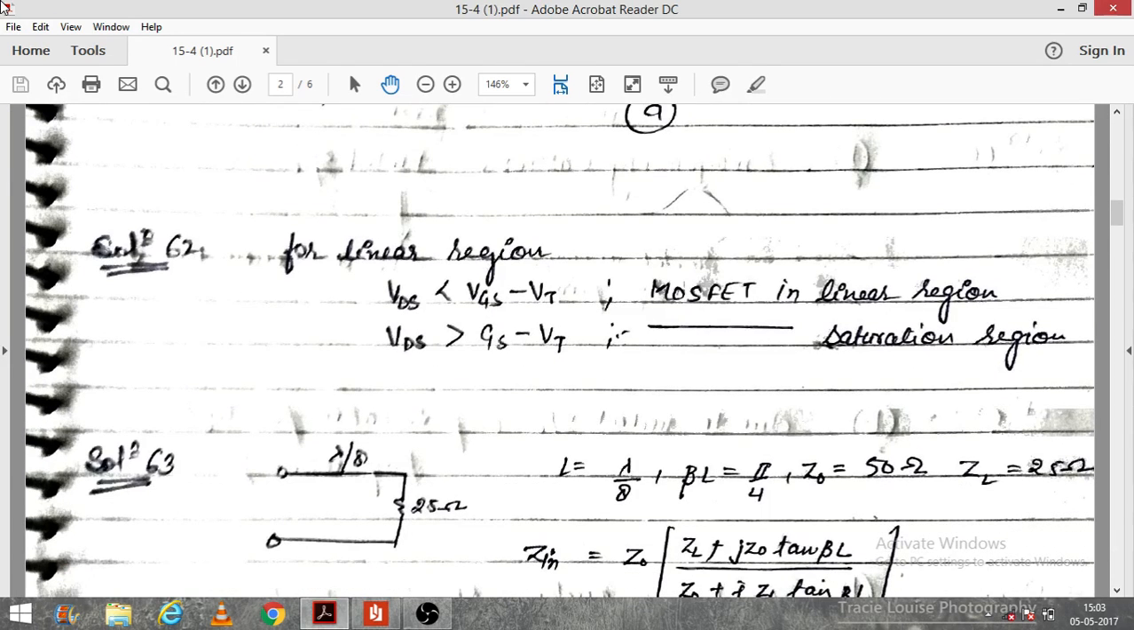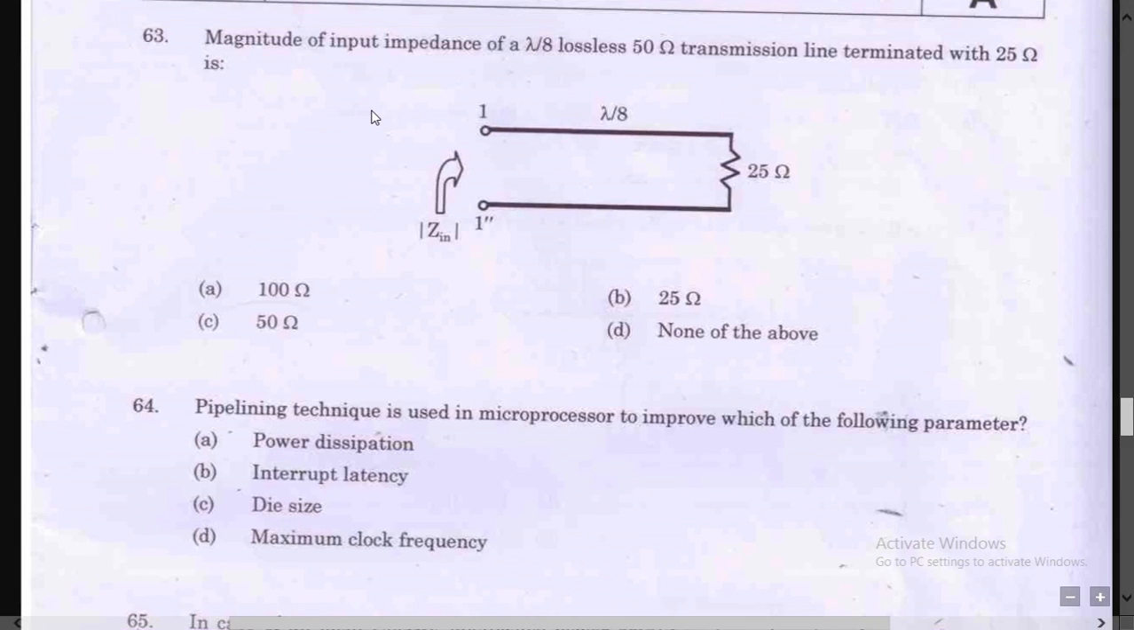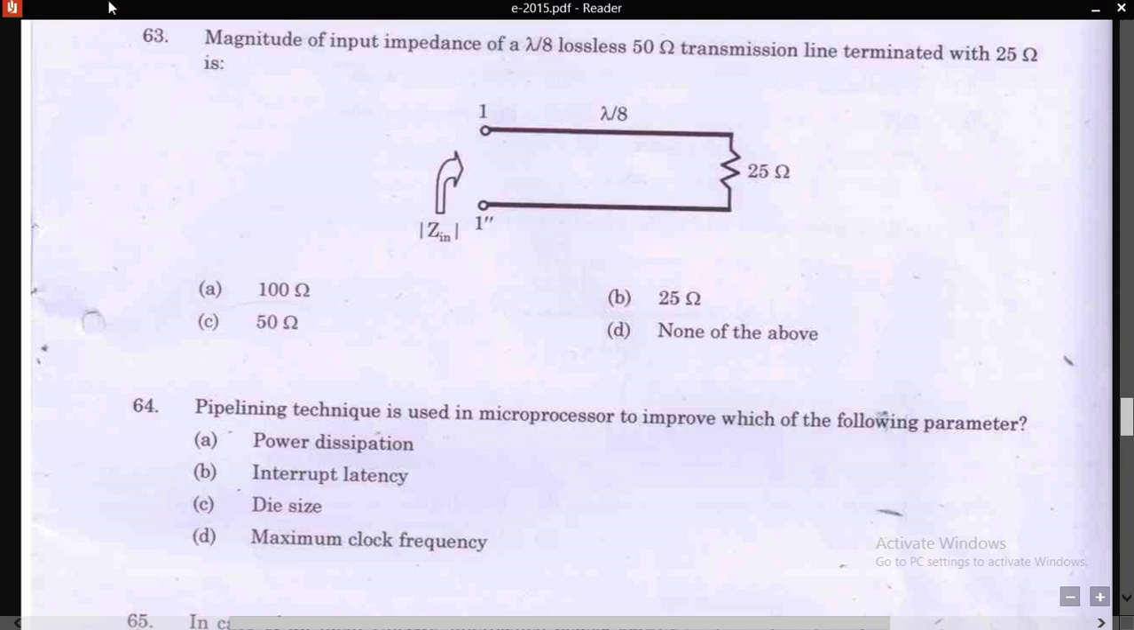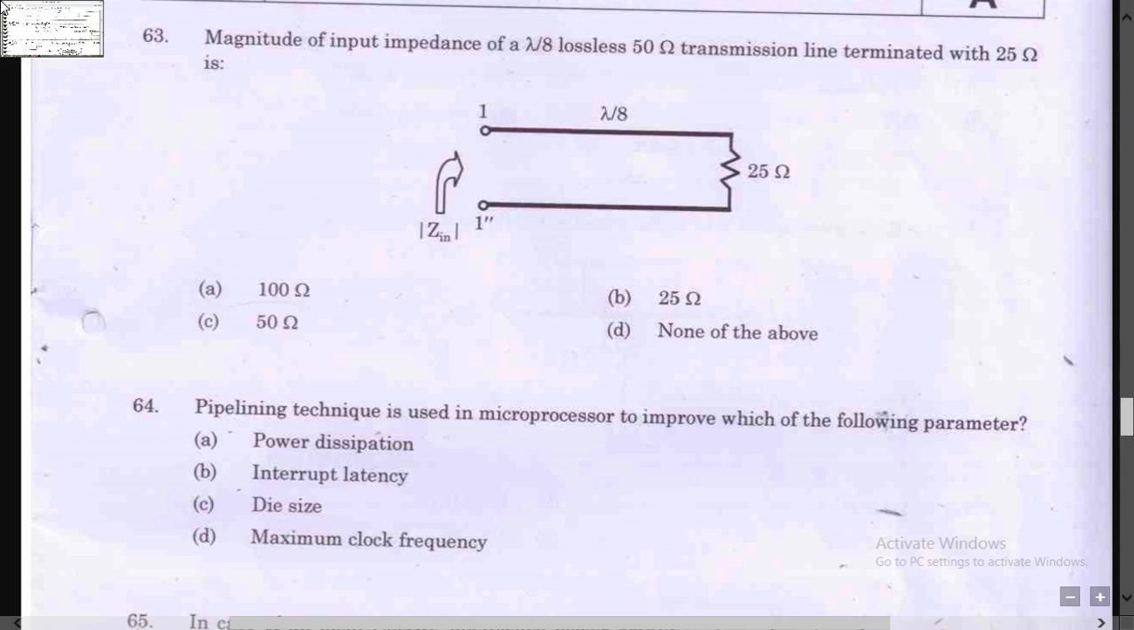Now we are moving to question number 63. In question number 63, we are given that the input impedance is for a lambda by 4, lossless, 50 ohm transmission line terminated with 25 ohm. So we have already been given all these things. We simply put them into the formula and we get the answer.